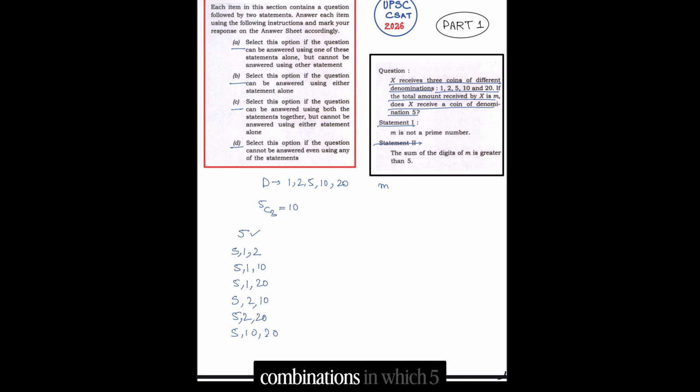First, let us write the combinations in which rupees 5 is present. So, these combinations will be (5, 1, 2), (5, 1, 10), (5, 1, 20), (5, 2, 10), (5, 2, 20), (5, 10, 20). Now let's list all the combinations in which 5 is absent. So these combinations will be (1, 2, 10), (1, 2, 20), (1, 10, 20), (2, 10, 20). So we have listed all the 10 combinations.